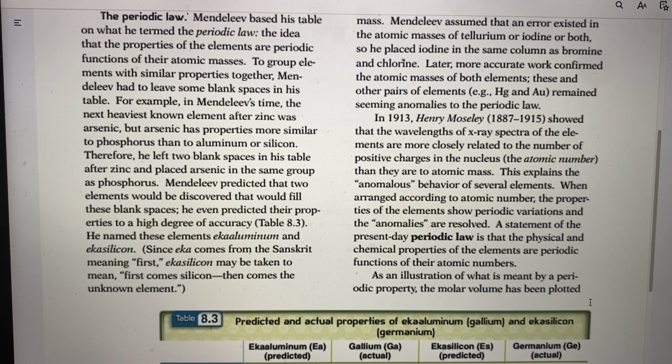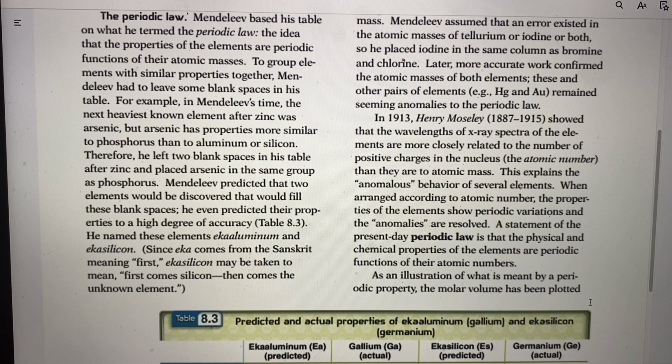And so in 1913, Henry Moseley showed the different wavelengths of X-rays, the X-ray spectra, for the elements. We're talking clear in 1913, because remember, Mendeleev was back in the 1860s. Now Henry Moseley is looking at these spectra, as you pass X-rays through, the elements have certain spectra. And so he related these to the positive charges in the nucleus.